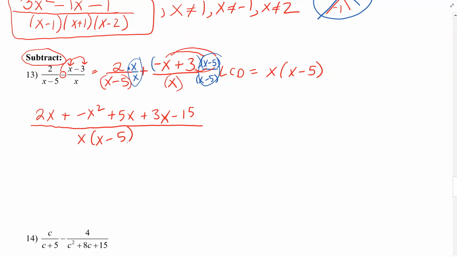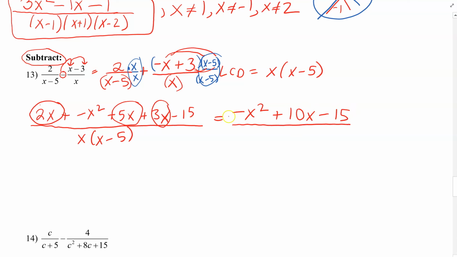I'm going to go ahead and combine my like terms again. I actually have 2x, 5x, and 3x that can all combine. And I'll go ahead and put the x squared term first. So negative x squared plus 10x, and then minus 15. So that is what my numerator turns into. And then in the denominator, I have x times x minus 5.